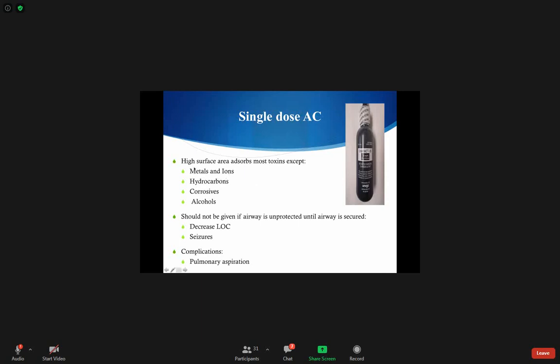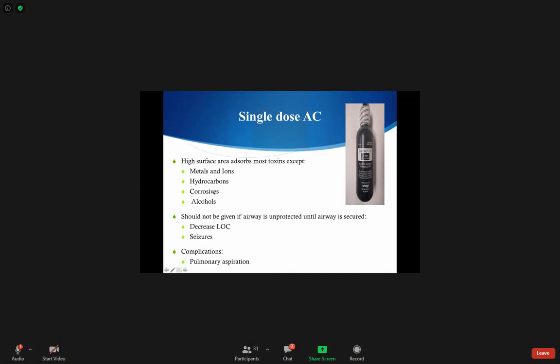So iron, lithium, potassium, these are all metals and ions that do not bind to activated charcoal. So it's useless, you don't use it. Hydrocarbons, because they don't bind to activated charcoal, and also hydrocarbons are okay if they are ingested, but it's a disaster if it's aspirated. So if you give them activated charcoal and they vomit and aspirate, you change a patient from a stable patient to a sick patient, okay?